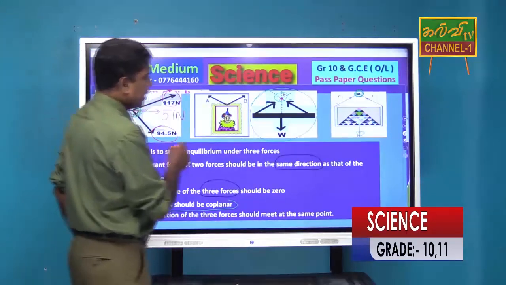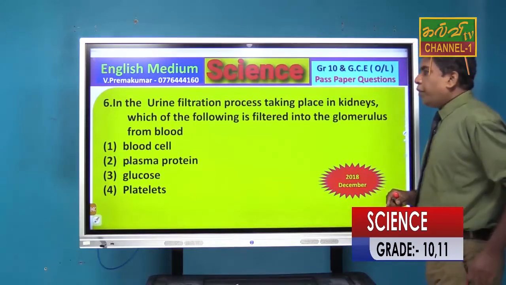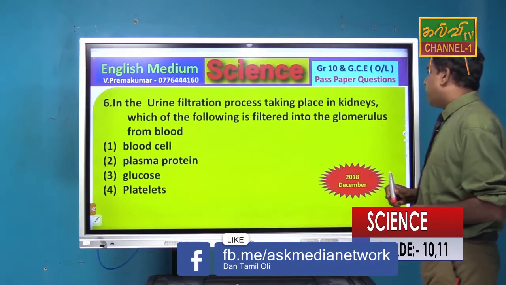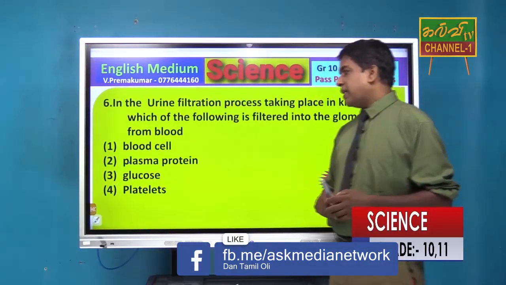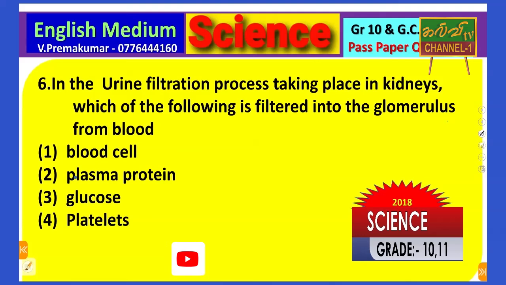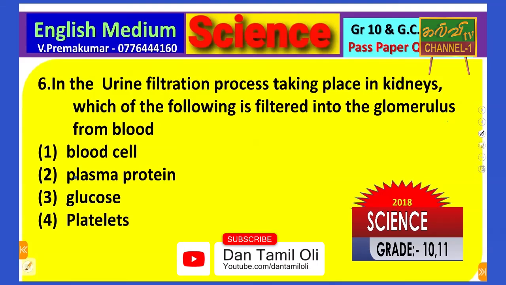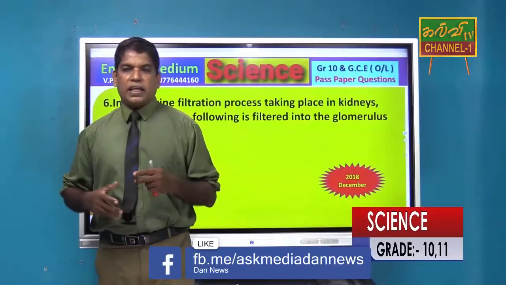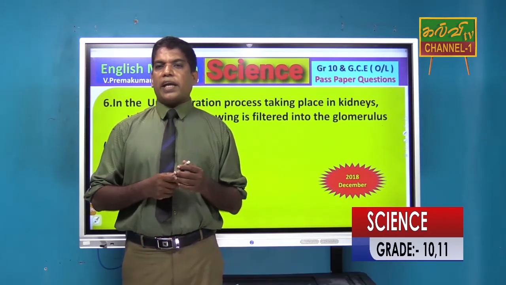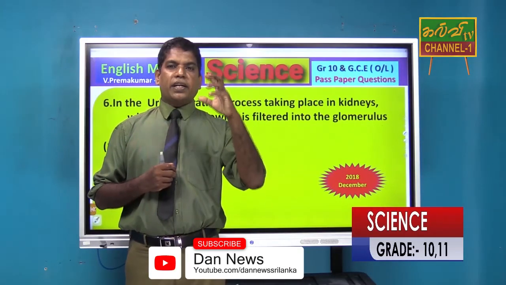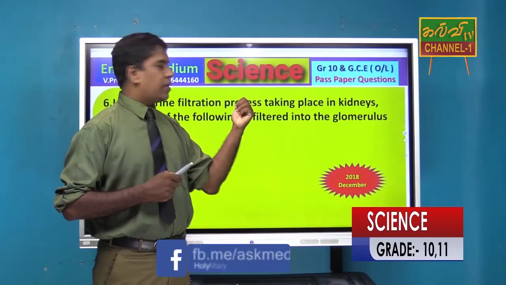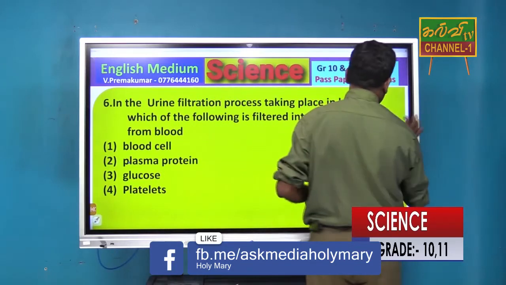So now we will go to the next question. In the urine filtration process taking place in kidneys, which of the following is filtered into the glomerulus from blood? Blood cells, plasma proteins, glucose and platelets. In urine filtration, students, we already studied this. There are two main organs: kidneys, and skin and lungs can also be used as excretory organs. According to that, in this question they concentrate on kidneys. We will concentrate on kidneys.